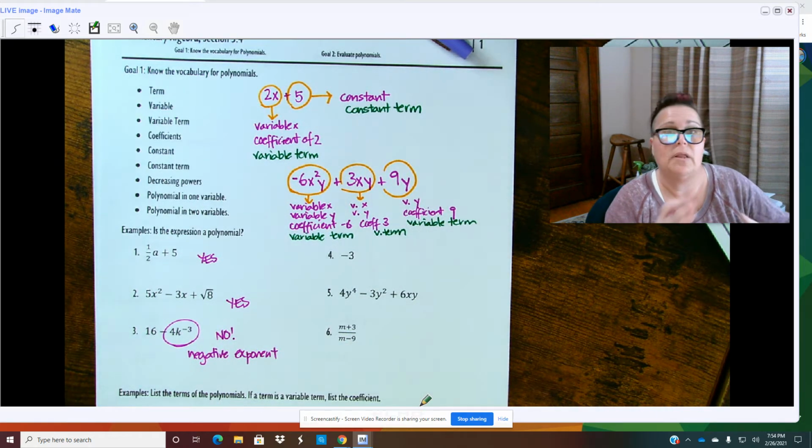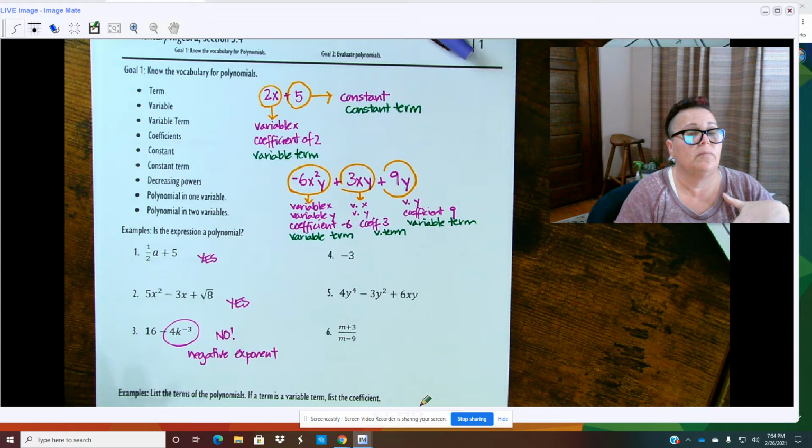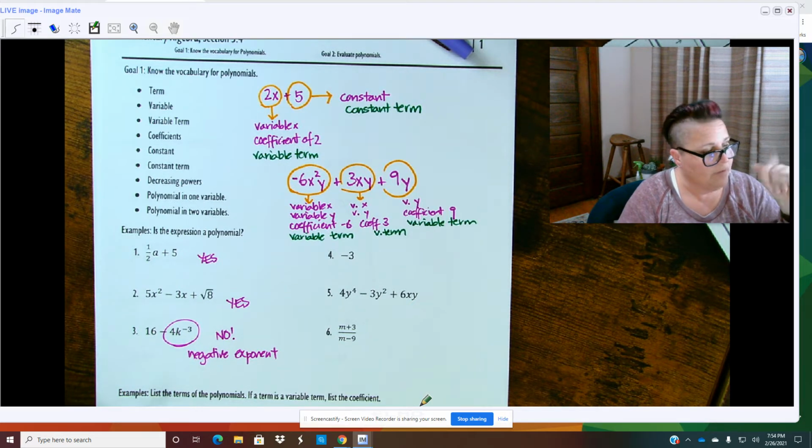That negative exponent breaks the rules of a polynomial. A polynomial cannot have a negative exponent. It can only have positive exponents, right? So that's the first rule that we broke.